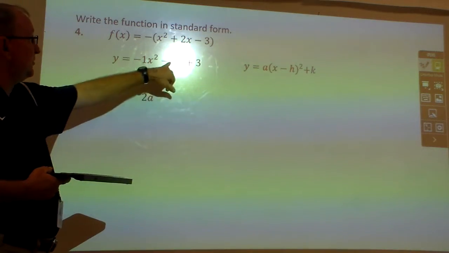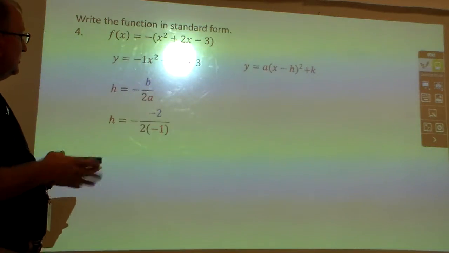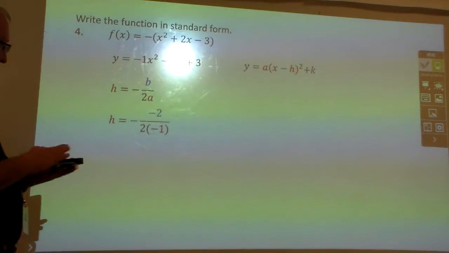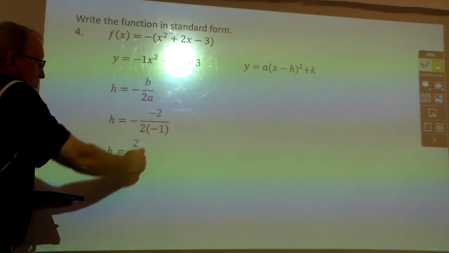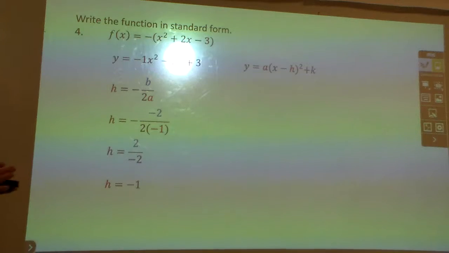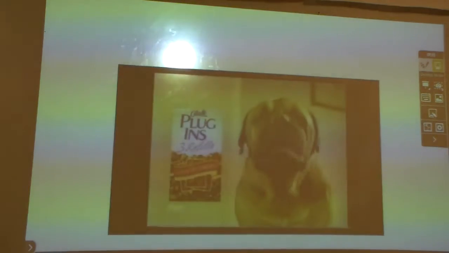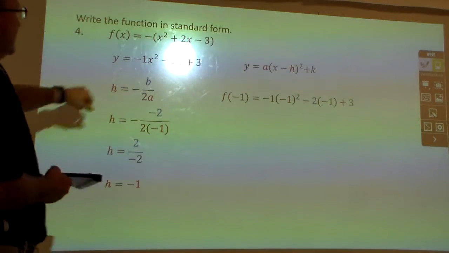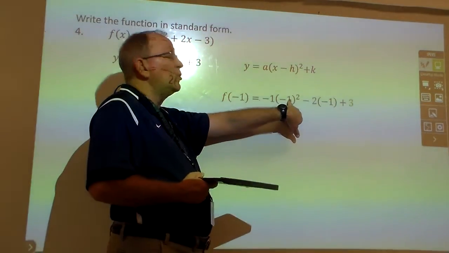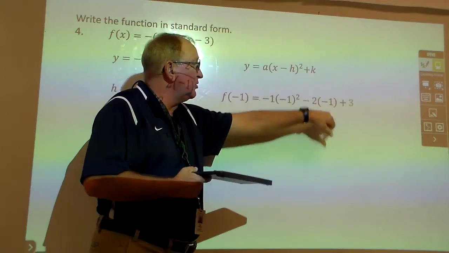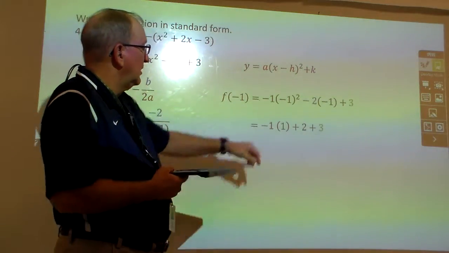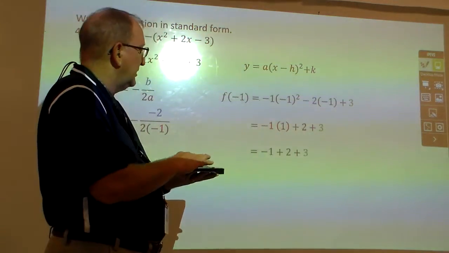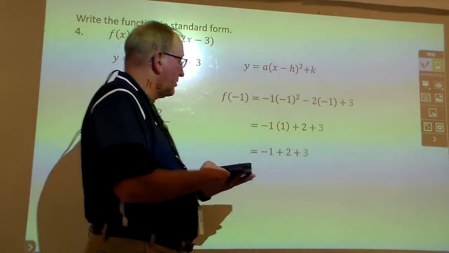So I'm going to go up here and go negative of -2, over 2 times this -1. Well, that's going to make that +2 over -2. So I know that my h value is -1. How can I find the k? I'm going to go up here to this problem and plug -1 in it. Now, -1 squared is +1. -2 times -1 makes it +2. 1 times -1 is going to be -1. And -1 plus 2 plus 3.